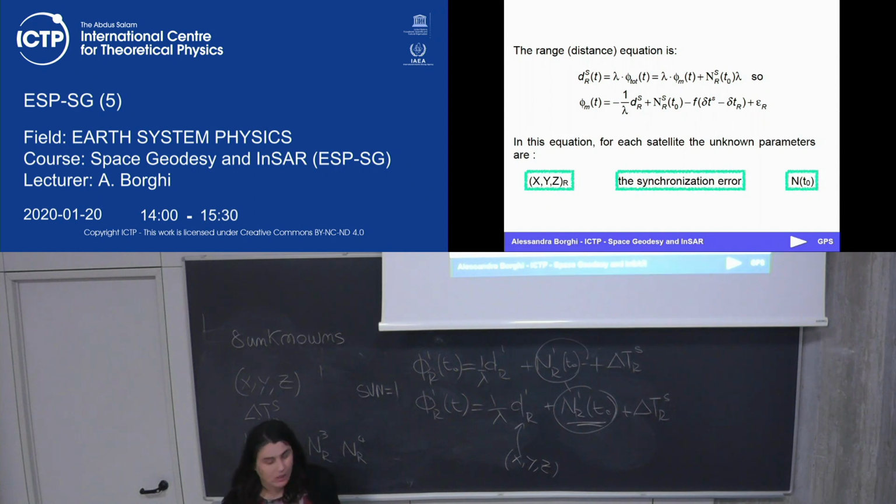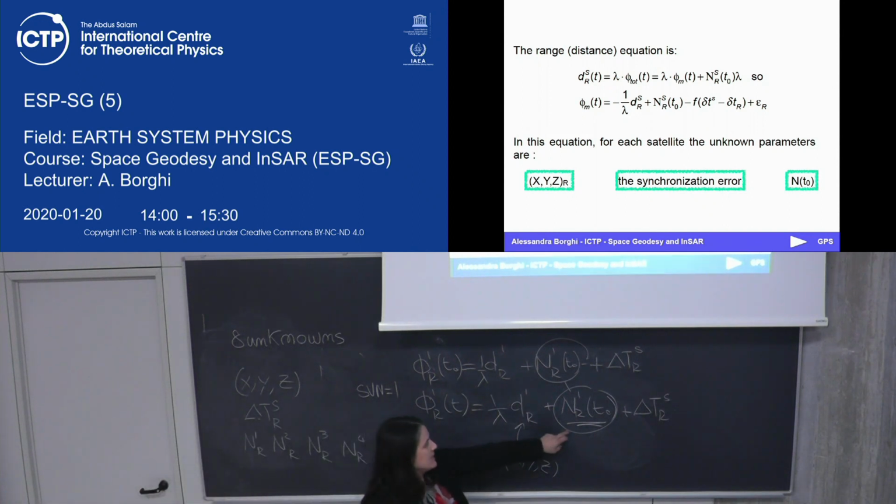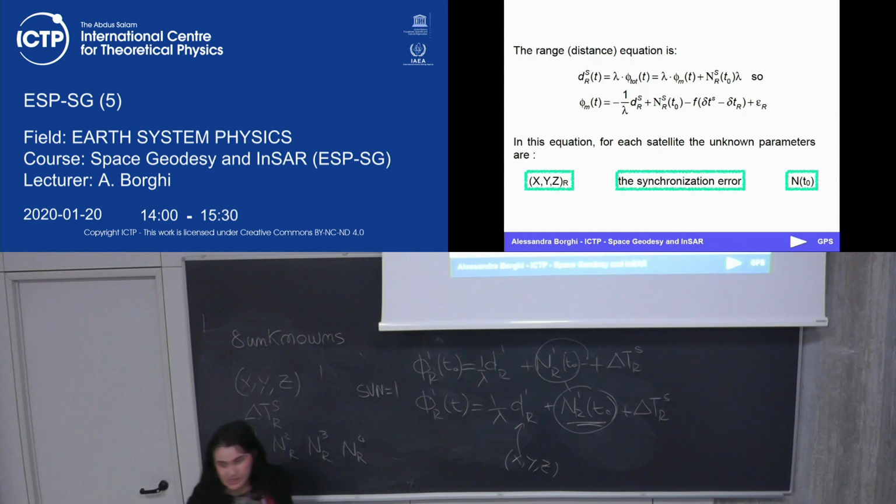Okay. So we have a system of at least 8 observations, at least, of course. If we improve the number of epochs, the number of equations related to different times, you have more observations to compute, for instance, these values using the least square adjustment.